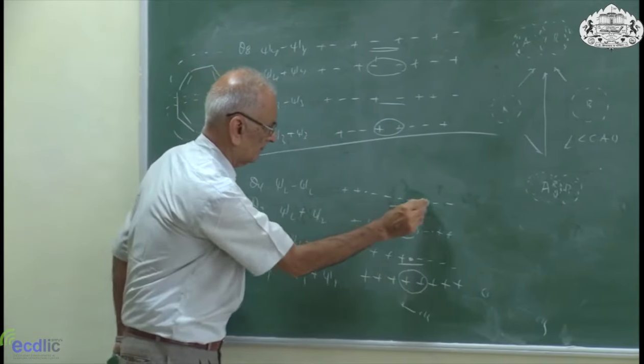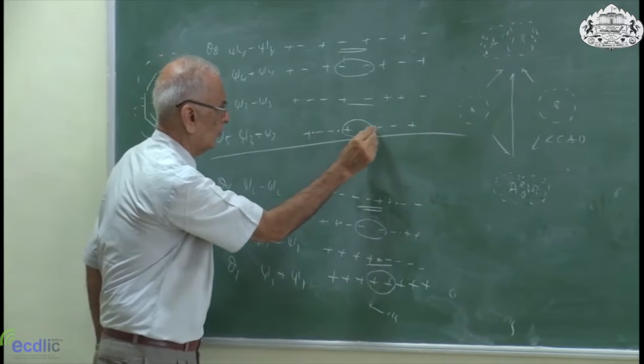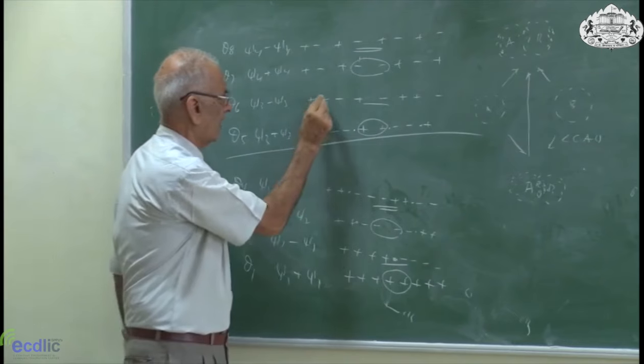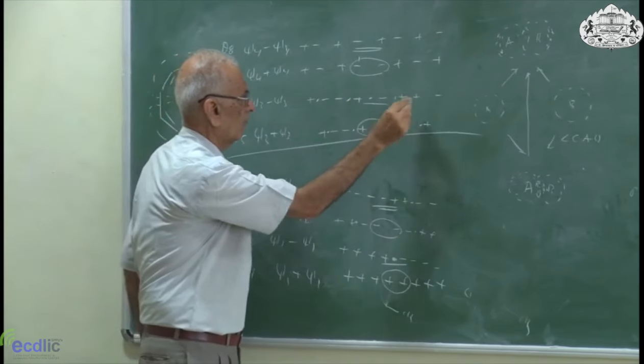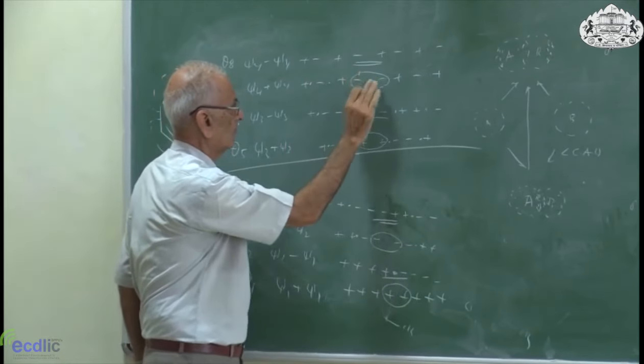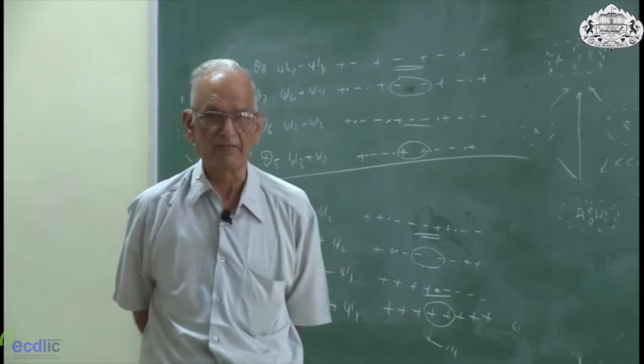Fourth orbital, three nodes. Fifth orbital, 1, 2, 3, 4 nodes. Sixth orbital, 1, 2, 3, 4, 5 nodes. Then 1, 2, 3, 4, 5, 6 nodes. And that will have 7 nodes.